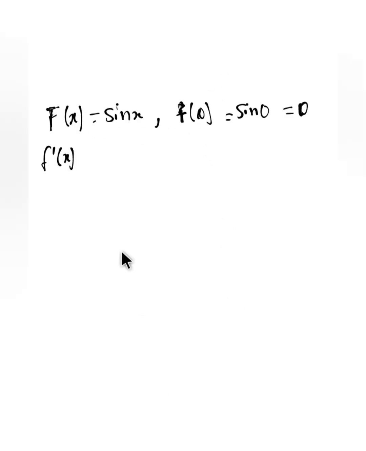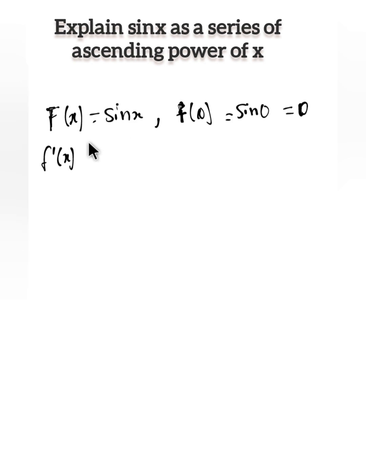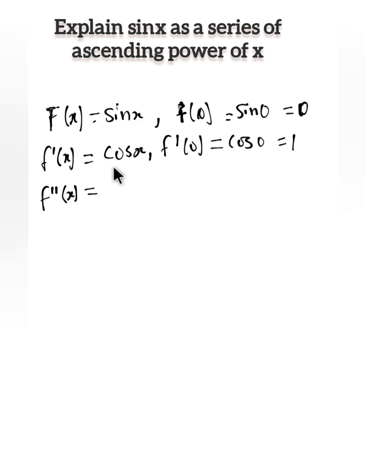Now let's go back. f prime of x means we need to differentiate sine x, and that gives us cos x. So f prime of 0 is equal to cos 0, and cos 0 is 1. Now let's proceed. f double prime of x. We're going to differentiate f prime of x, which is cos x. If we differentiate cos x, we get minus sine x. So f double prime of 0, where we took 0 in place of x, gives us minus sine 0, which is equal to 0, because sine 0 is 0.